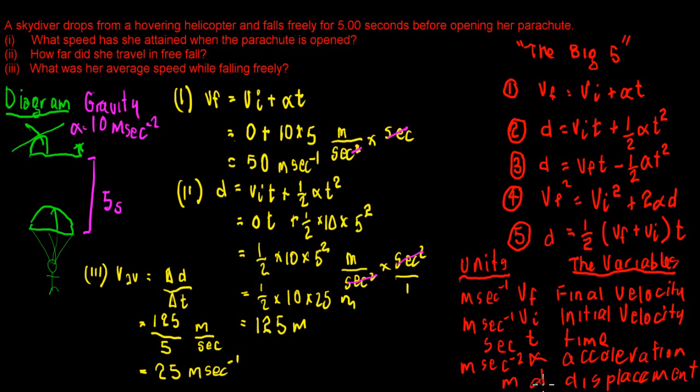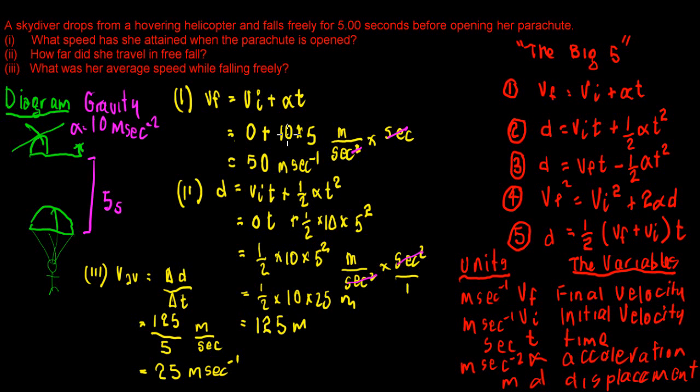So let's fill in what we've got. We have VI, the initial velocity of 0, and then the acceleration 10, which we're taking the acceleration due to gravity as 10 just for ease of calculation. We do know that it's closer to 9.81. Times 5, which is t, the 5 seconds.